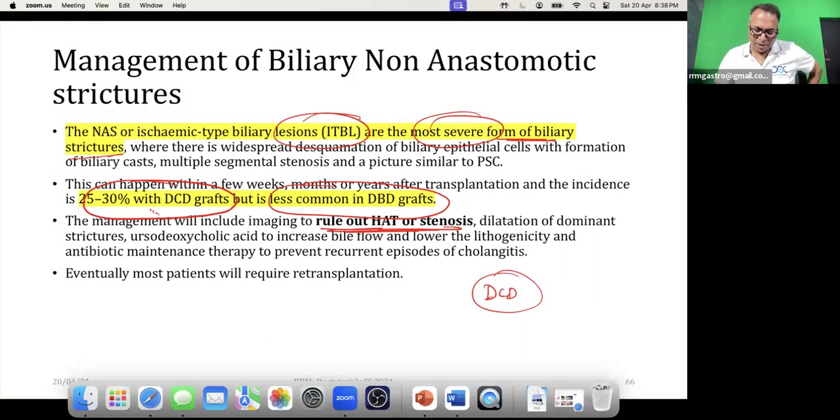Okay. So management of biliary non-anastomotic stricture is to rule out hepatic artery stenosis or thrombosis. Eventually, most of these non-anastomotic stricture patients will need transplant in future.